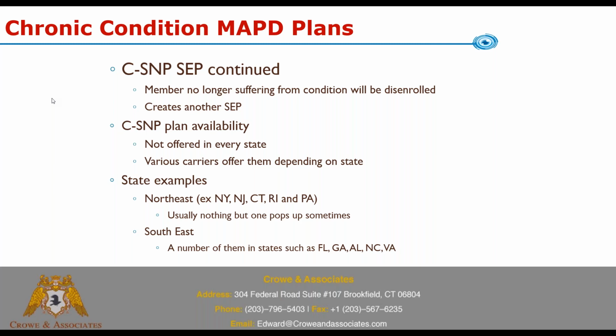There's not much, if anything, in New York, New Jersey, Connecticut, Rhode Island, and Pennsylvania. You will get one that pops up once in a while, but often there aren't really many options available. They seem to be most prevalent in the Southeast. There's a number of states that have them. I listed them there. Florida, Georgia are examples, North Carolina. They have a number of companies offering chronic conditions plans for a variety of conditions.